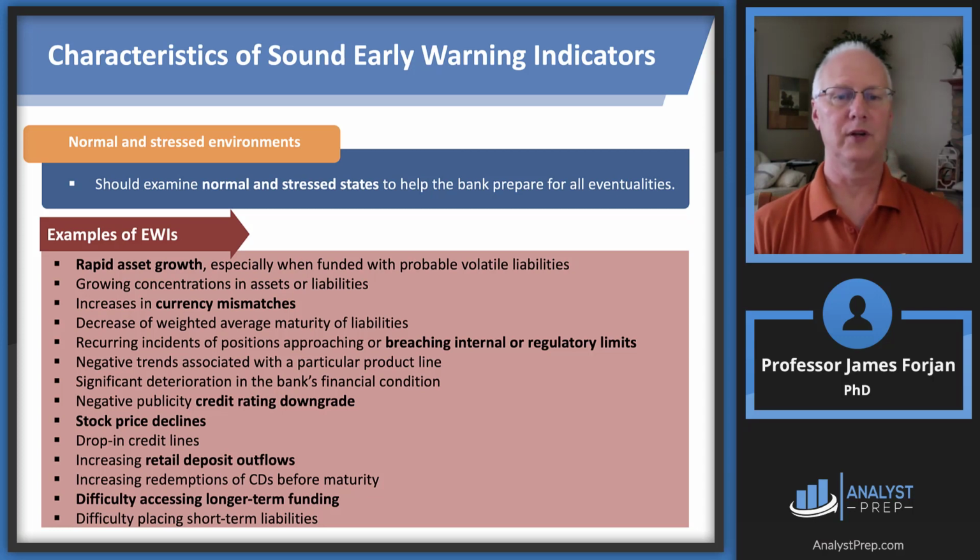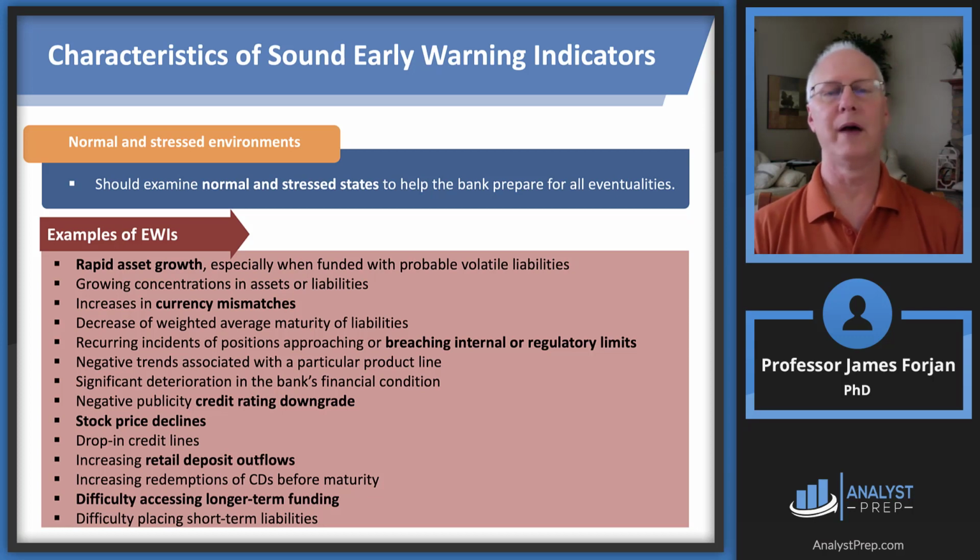Growing concentrations in assets or liabilities, increases in currency mismatches. For bank holding companies that have offices all throughout the world, dealing in different currencies every day, you're bound to have currency mismatches on both the left-hand and right-hand side of the balance sheet. Layered on top of all this is how much reliance the institution has on things like forward contracts. Of course, all financial institutions use currency forward contracts, but are there futures contracts in there? Are there options contracts? Is there some other kind of swap or derivative contract that seeks to resolve those currency mismatches?